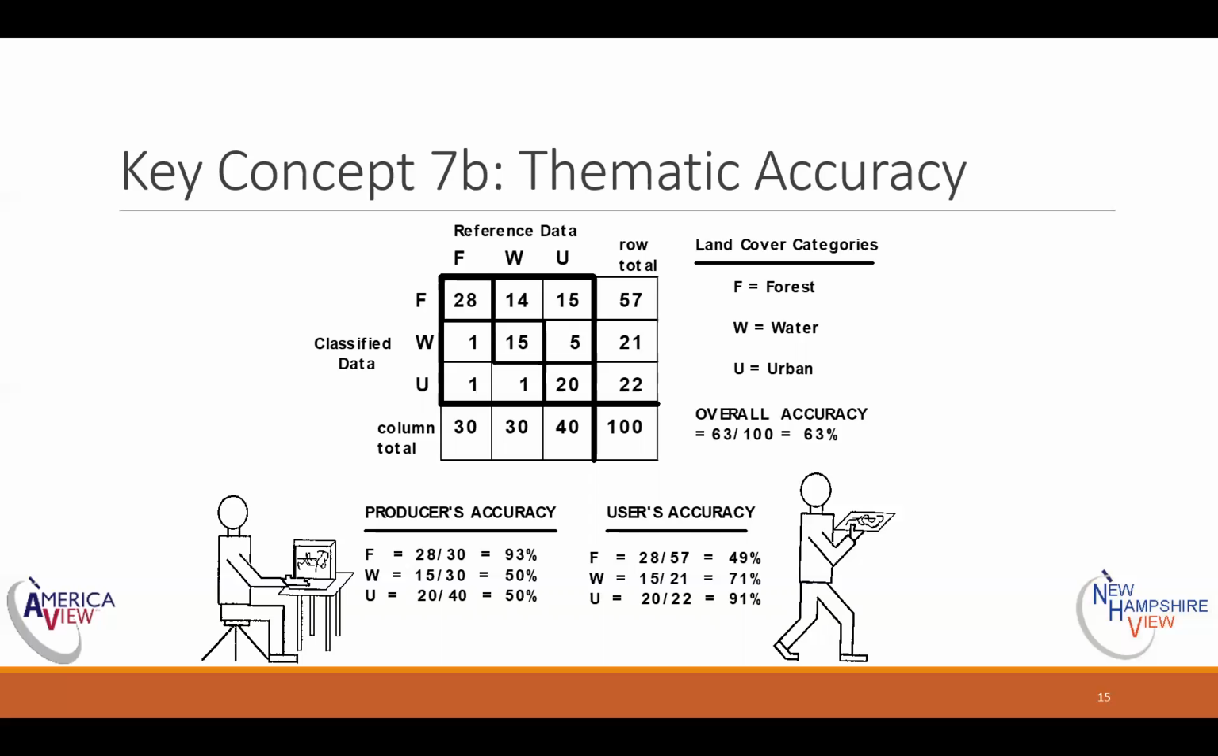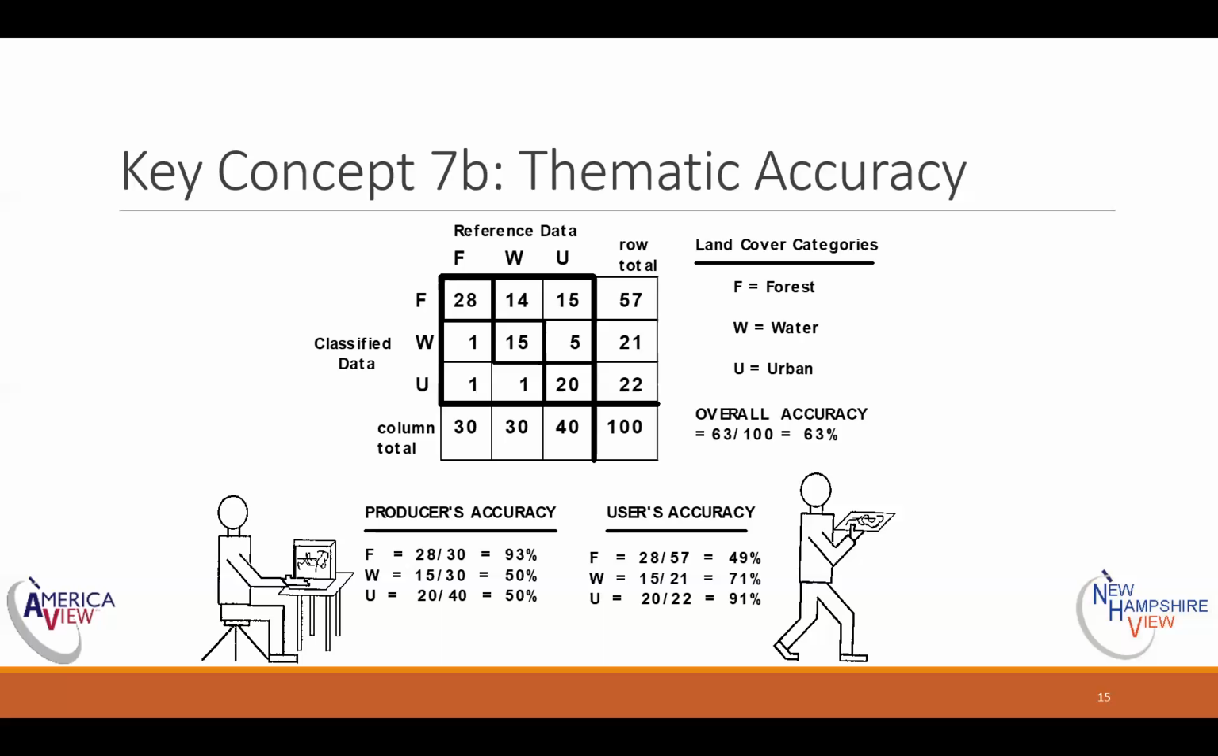Okay, so let's pretend we're the producer of this map, and we're going to be very proud of our map, and we're going to look at it and say, okay, look what happened. We're interested in the forest category, and 28 times I called it forest on my map, and it was actually forest on the reference data. That's the major diagonal value of 28 there.